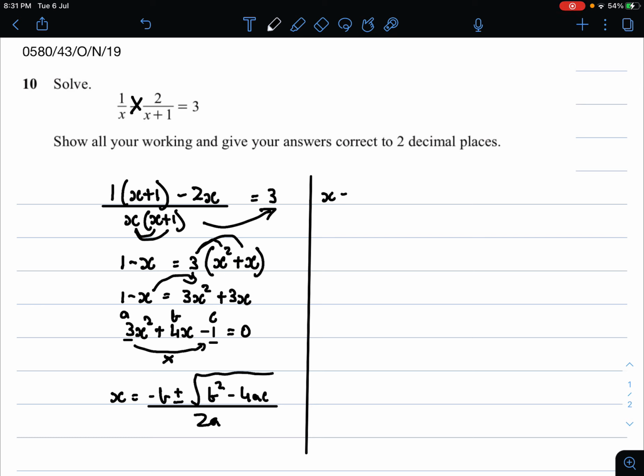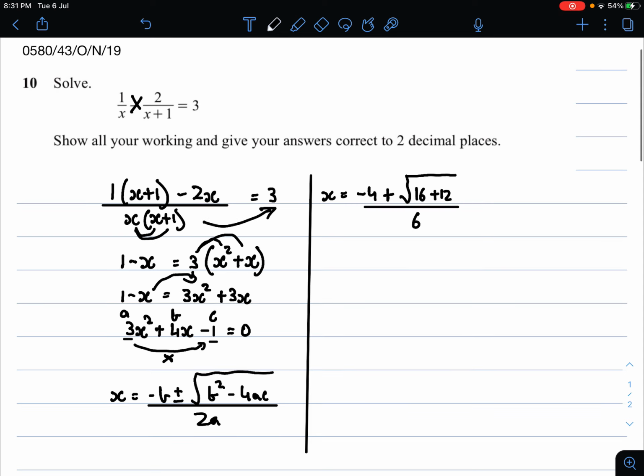So therefore x is equal to minus b, so minus 4, plus, now there are two scenarios, so we have to work out both the scenarios, root of b square, so 4 square is 16, minus minus 4 into 3 will be minus 12, and minus 12 into minus 1 will be positive 12. So this divided by 2a, so 2 times 3, that is 6, my bad.